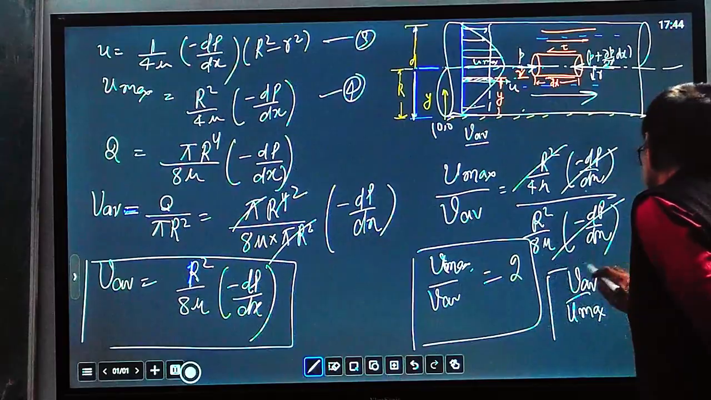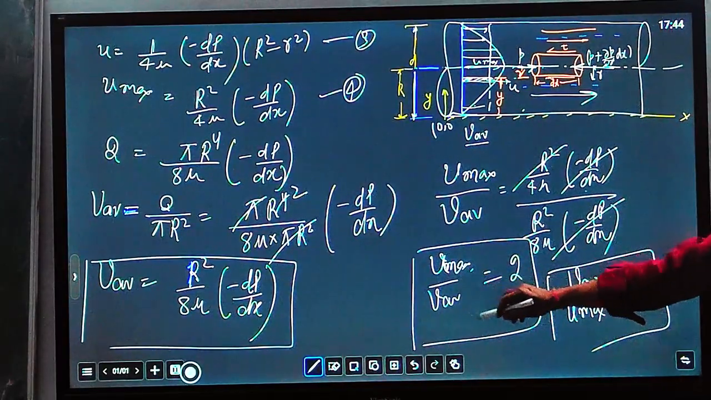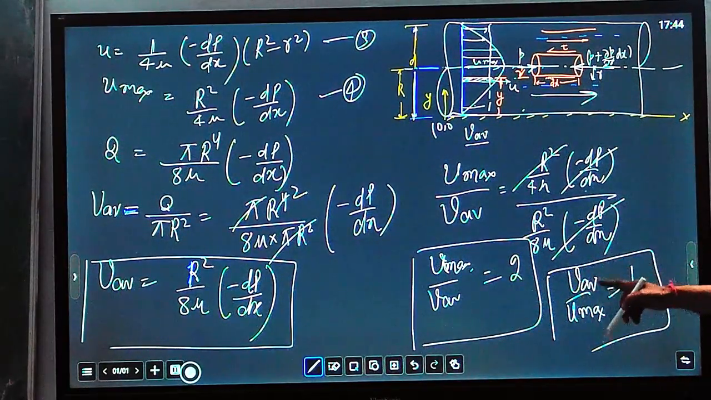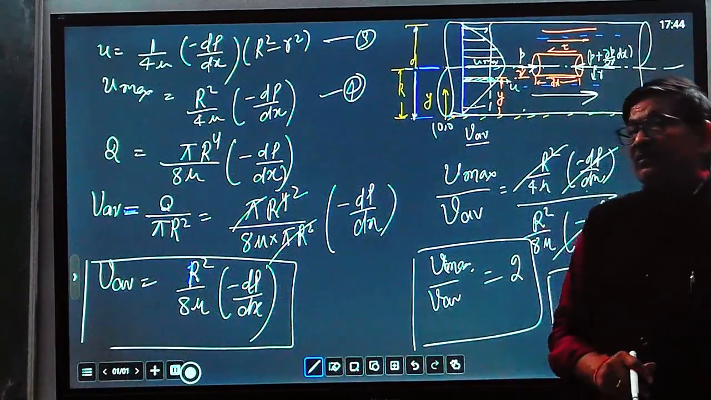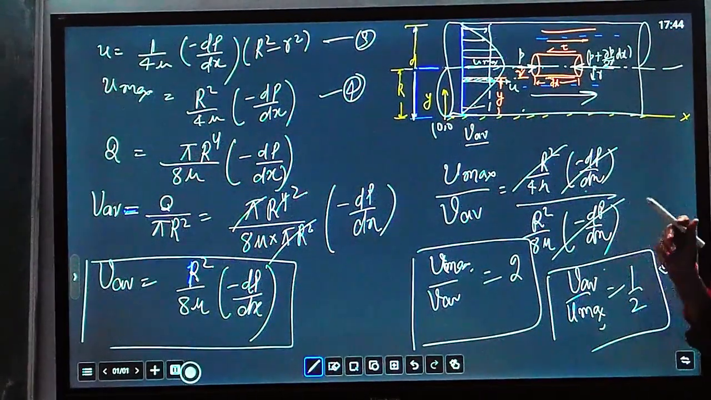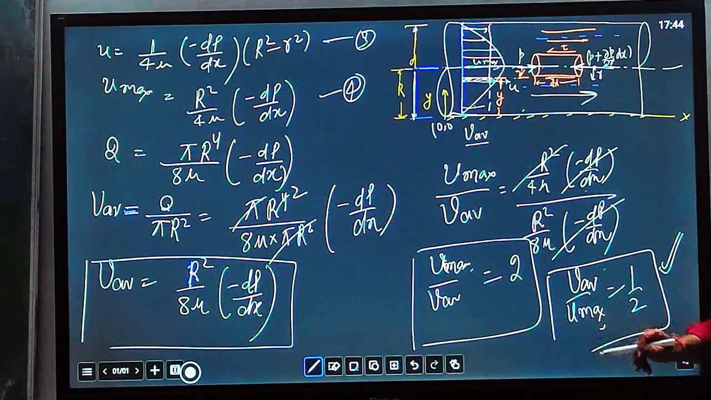You can say either maximum velocity upon average velocity equals 2, or average velocity to maximum velocity equals 1 by 2. This is more comfortable because this is higher, this is lower. So average velocity is always less than maximum velocity, and the ratio of average velocity to maximum velocity for laminar flow through a pipe is always equal to 1 by 2.